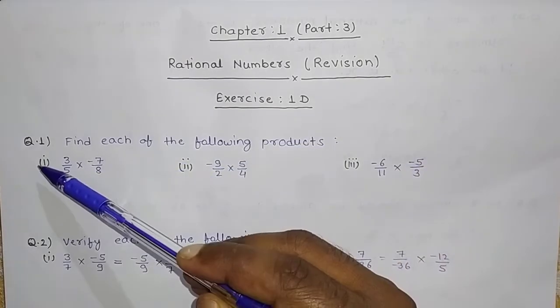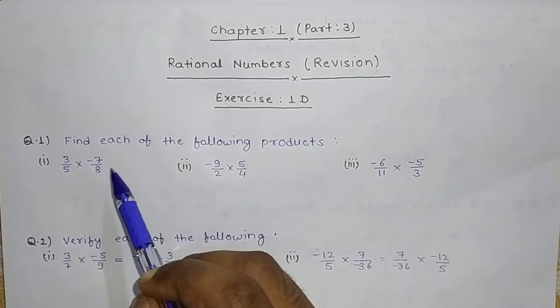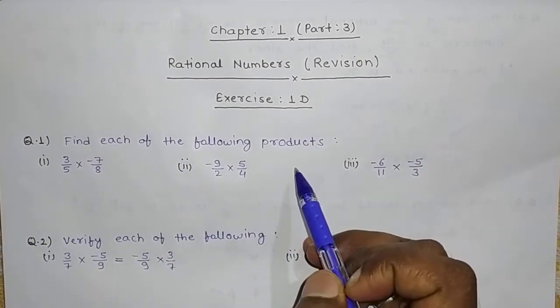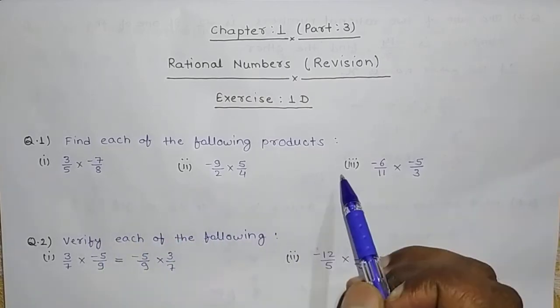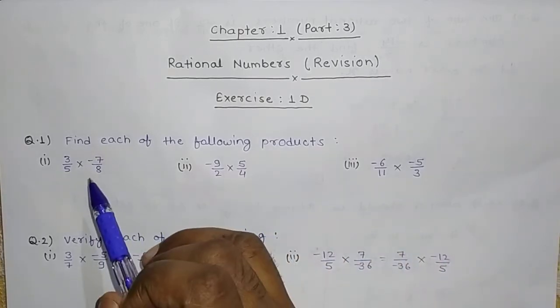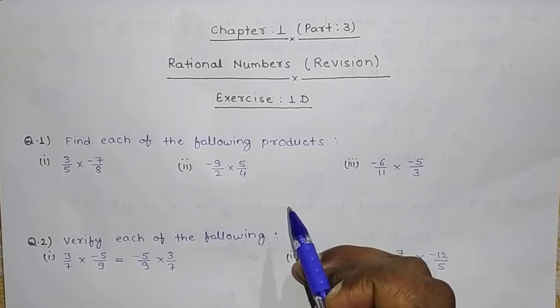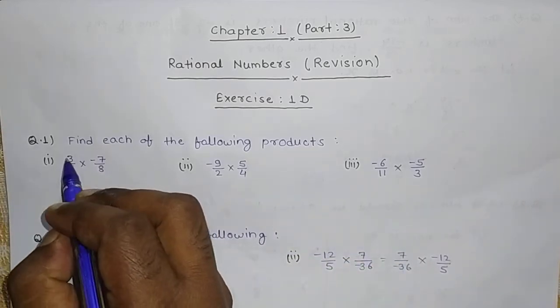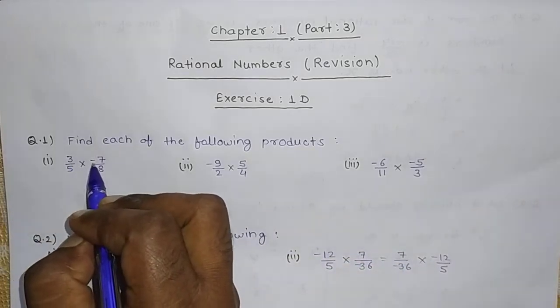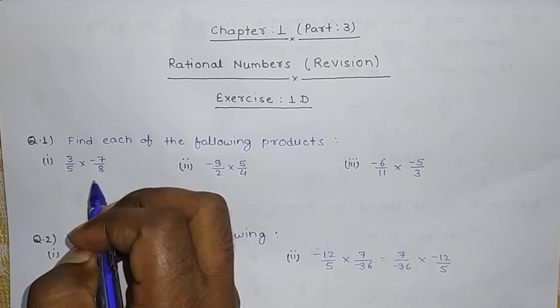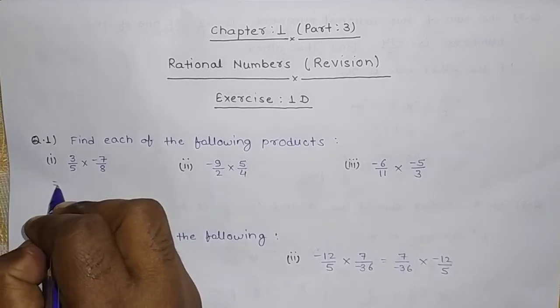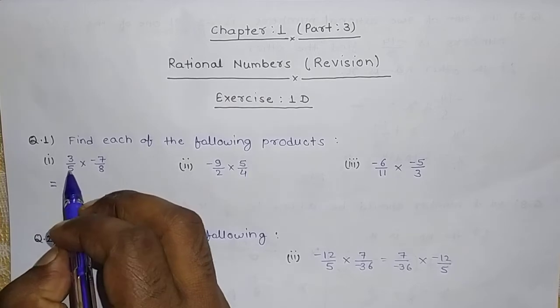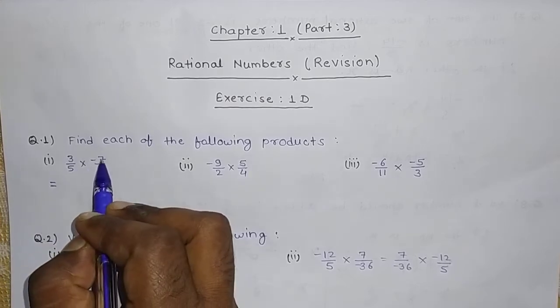And here the question number 1. Find each of the following products. Here some questions are given and we have to find the product of these numbers. Now question number first. 3 by 5 multiplied by minus 7 by 8. So simply we have to multiply 3 into minus 7.